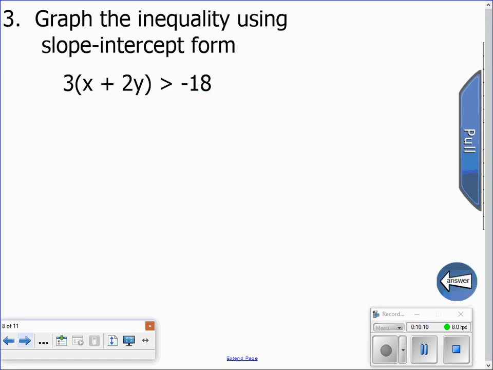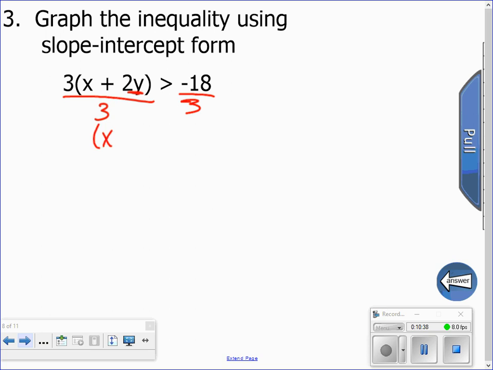helpful for us there. If we graph the inequality using slope-intercept form, we first have to get it into slope-intercept form. So we're going to change everything around. Now, I could distribute, but I'm not going to do that because it would cause a little bit more work in the longhand. So remember, we're moving everything away from y. We take care of the things outside of the parentheses first, such as this multiplication of 3. So divide both sides by 3.